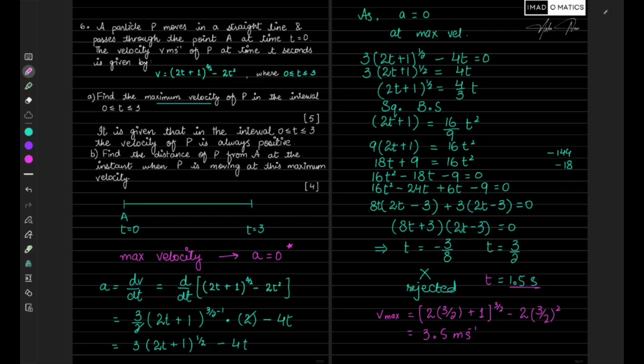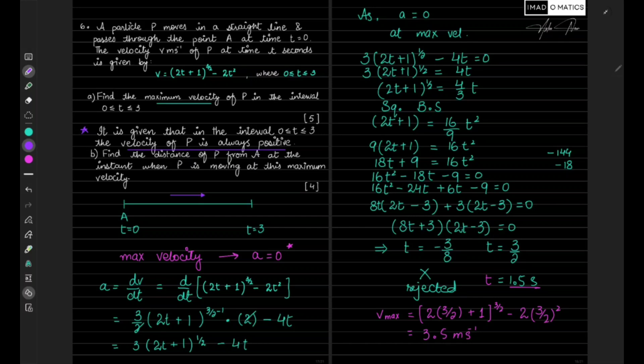Now part B says, starting from here, it is given that in the interval, the velocity of P is always positive. Find the distance of P from A at the instant when P is moving at this maximum velocity. So now we need to find the distance. They are telling you that the velocity is always positive. What does it mean? It means that it is moving in one direction. It's not changing its direction. So that means that it is moving in the same direction.